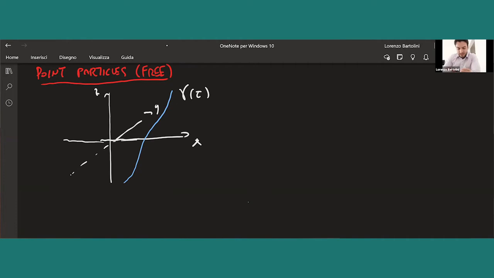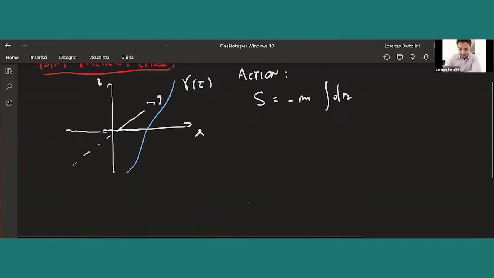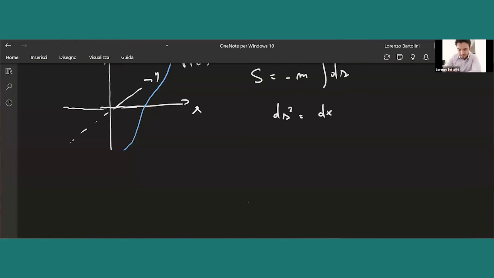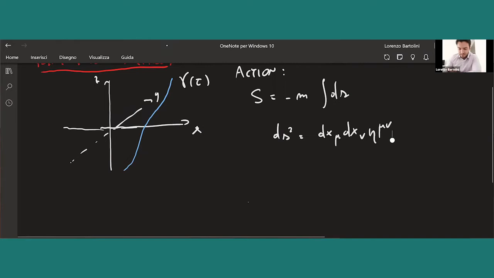And you can ask what action governs this free motion. And the answer is quite well known, that the action is proportional to the integral over ds, where ds squared is the metric, dx mu dx nu, let's put explicitly mu nu eta. And this object here is proportional to the length of the world line.